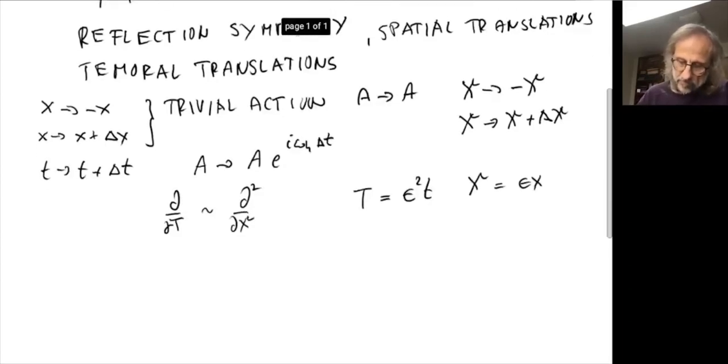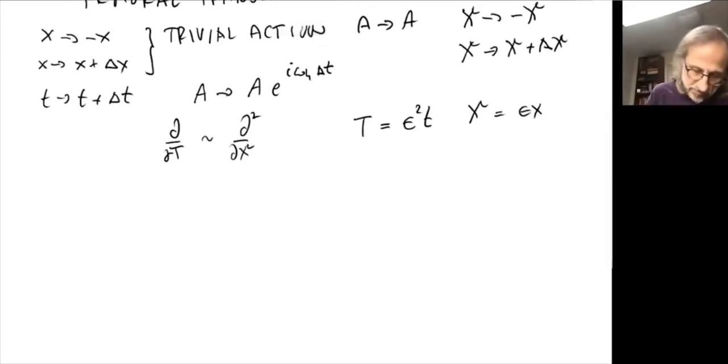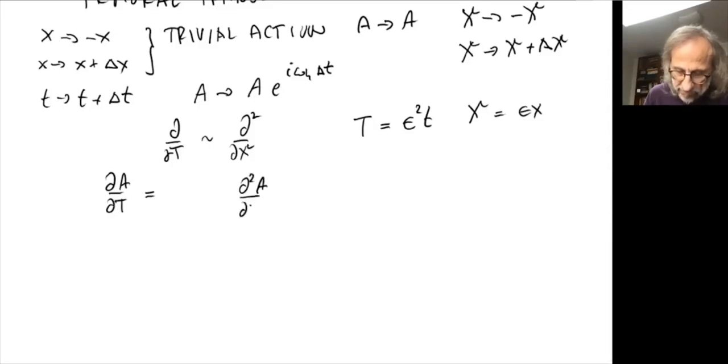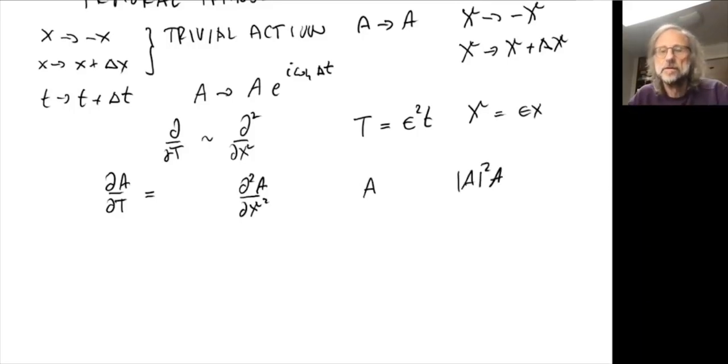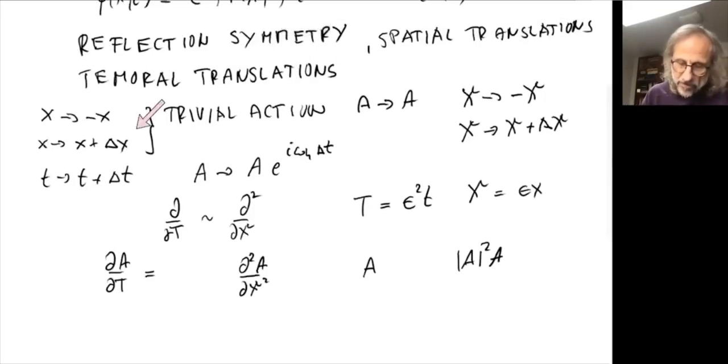And then the only equation that is actually consistent with that is the following. So we have a second derivative with respect to x. Then of course we have the A itself, and we have the absolute value of A squared times A. And we have coefficients. Now, since the reflection only generates a trivial action, we don't get a condition on the coefficients. Recall for the steady patterns, we had that the reflections in space required that the coefficients had to be real. That's not the case here, so we get general complex coefficients.